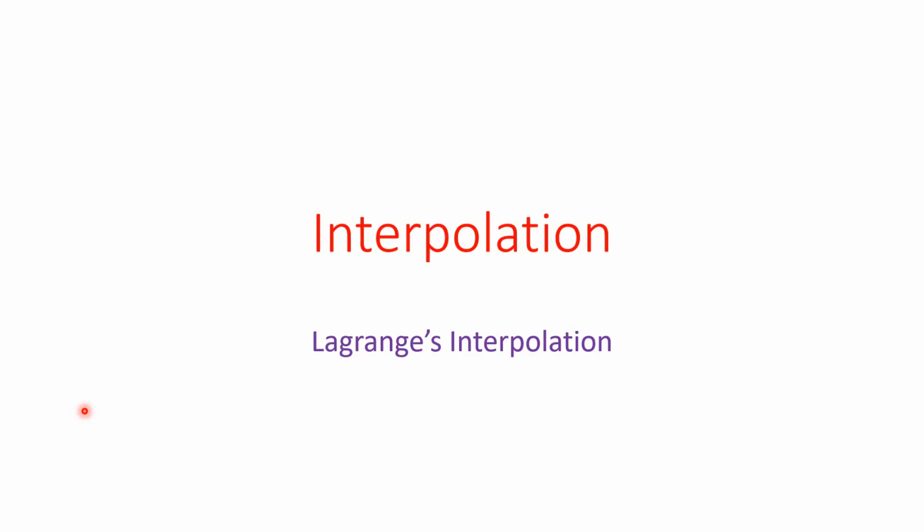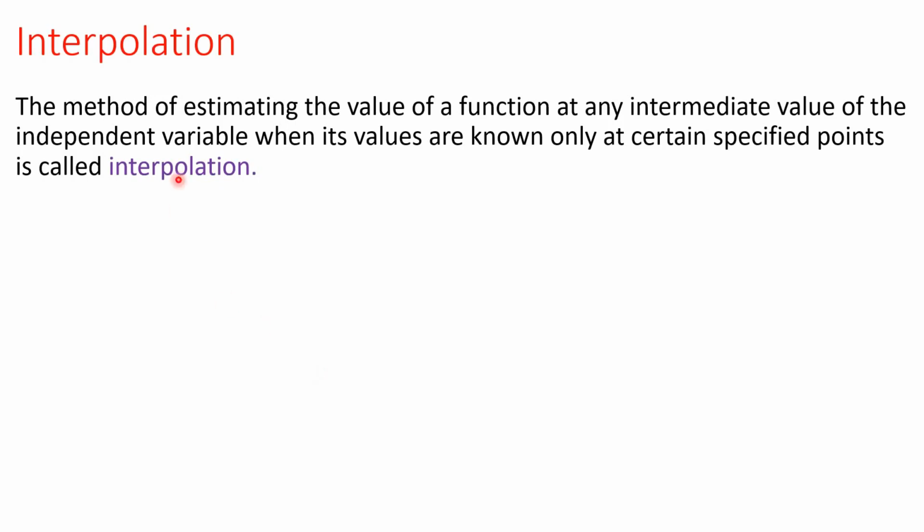Hello students, in this video we will see Lagrange's method of interpolation. The method of estimating the value of a function at any intermediate value of the independent variable, when its values are known only at certain specific points, is called interpolation. So it's like we have discrete data where x is the independent variable and y is the dependent variable, and for some finite values of x we know the corresponding values of y.